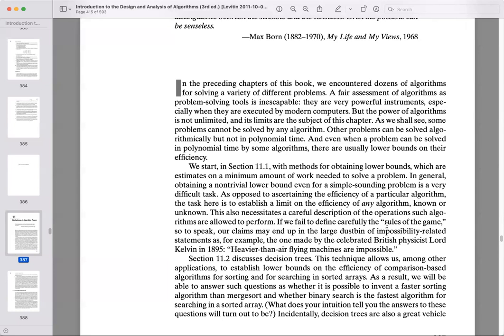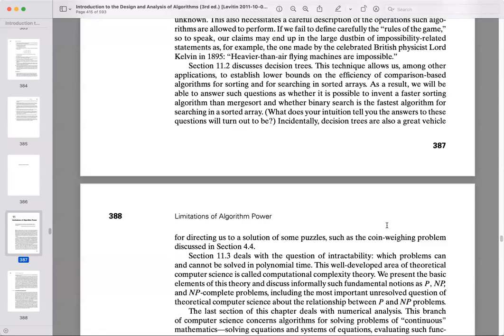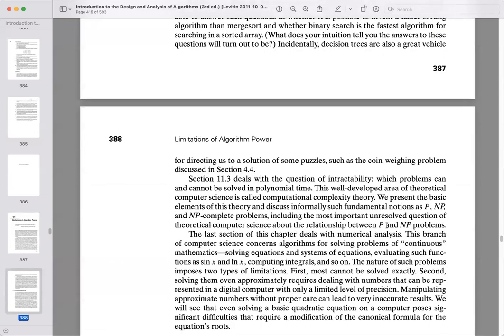And we'll continue that in section 11.2, talking about decision trees. We can use that technique to establish the lower bound on merge sort, for example, to see, can you get anything faster? It turns out that you can't. Then 11.3 is an interesting, more theoretical section talking about questions of intractability, or problems that cannot be solved in polynomial time. We'll go through what's known in this area, and we'll be left with really the biggest question in computer science as far as that goes.